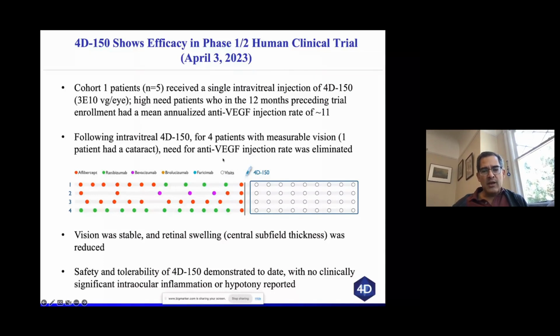Upon administration of the anti-VEGF AAV, these 4 patients have been completely off protein injection therapies ever since that time. And I'll remind you, the first patient was injected early last year. So vision has been stable since that time. Retinal swelling and edema, which is a hallmark of wet AMD, has actually been reduced. And so there's high safety and tolerability with no clinically significant intraocular inflammation or hypotony within the study.